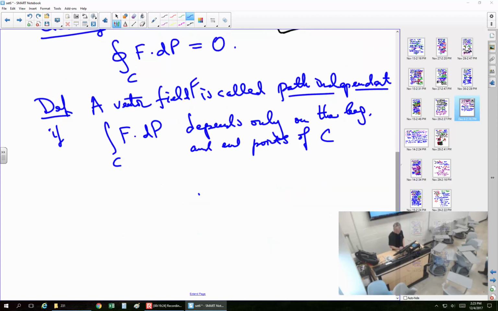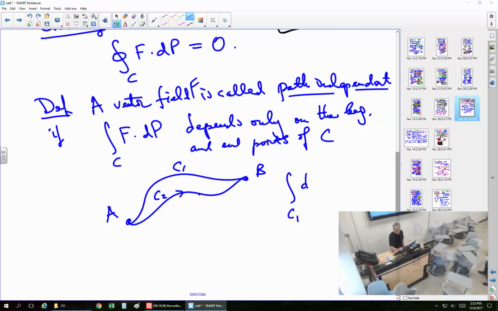Well, the picture is very revealing. So this is point A, this is point B, and I can take several curves, C1, C2, doesn't matter. The line integral will be the same. Okay, so once again you realize that the direction matters.